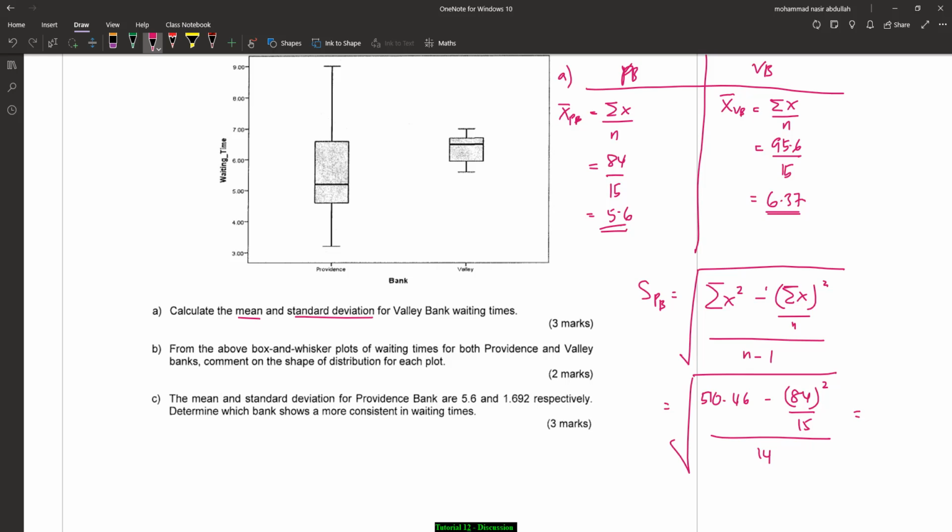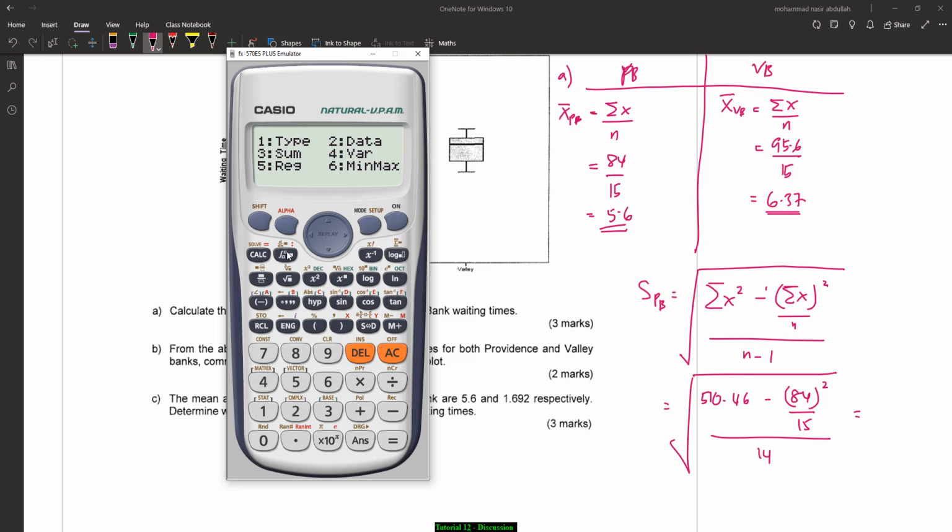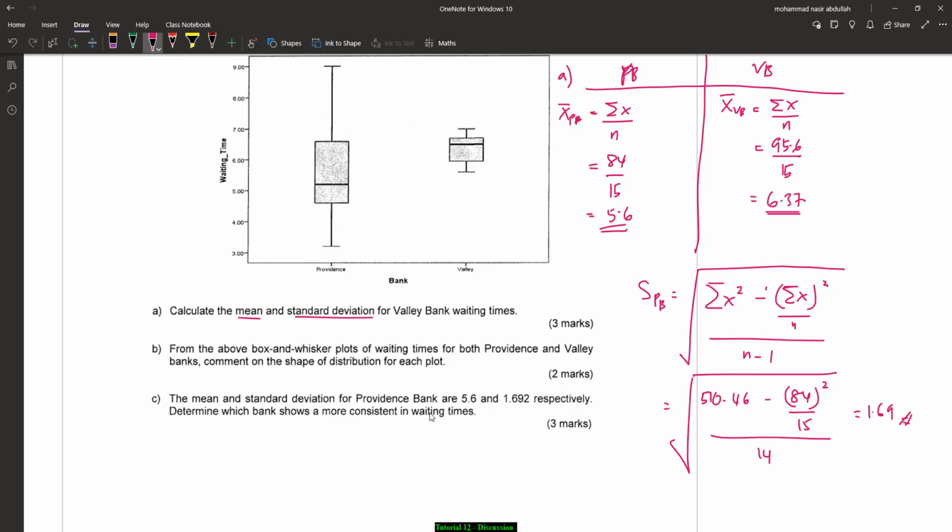So this one tak payah kira, tekan shift 1, number 4, and we want standard deviation for sample, right? So this is a standard deviation for population, and this is standard deviation for sample. So number 4 should be equal to 1.69. So this is a standard deviation for PB, and standard deviation for VB sama juga step dia.